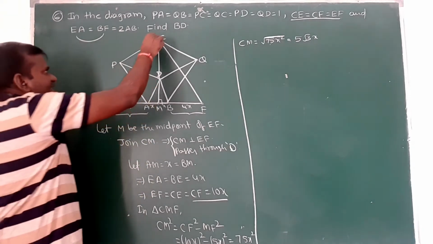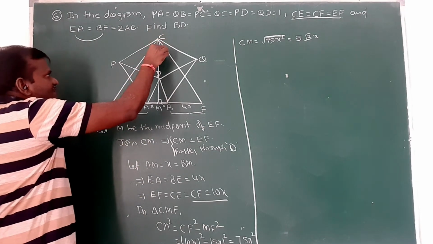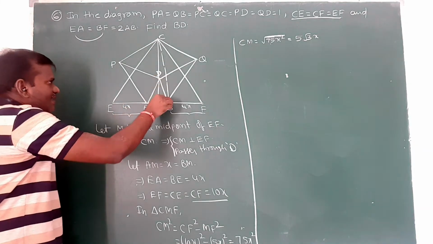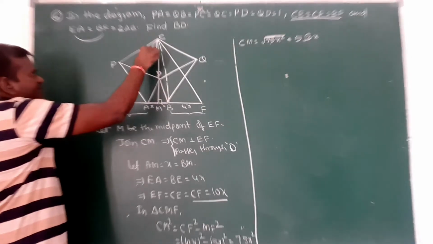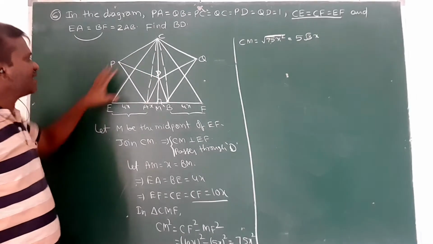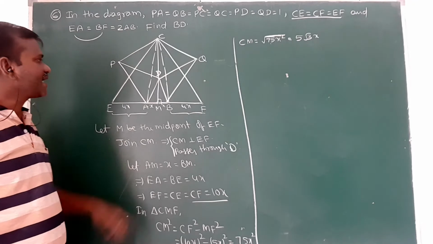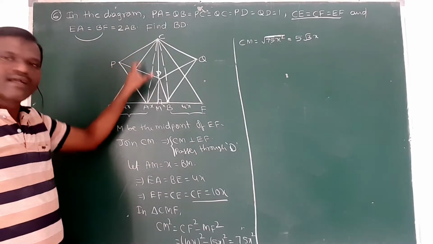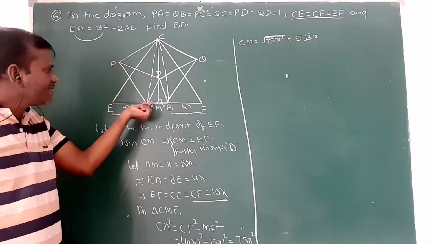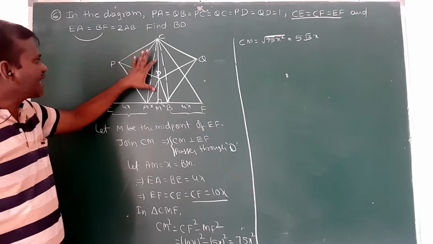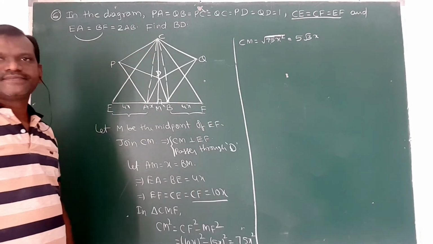So if I join CB and CA, I am joining CB and this is CA. Then these two lengths are also equal. Why? Because triangles CMB and CMA are congruent. Why? These lengths are equal, this is 90 degrees and 90 degrees, and CM is the common side.